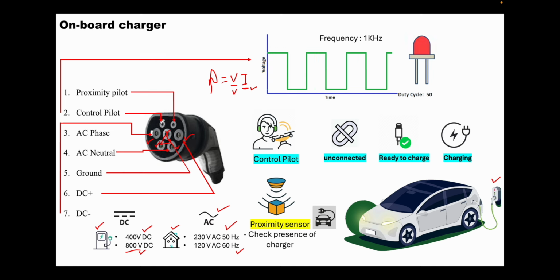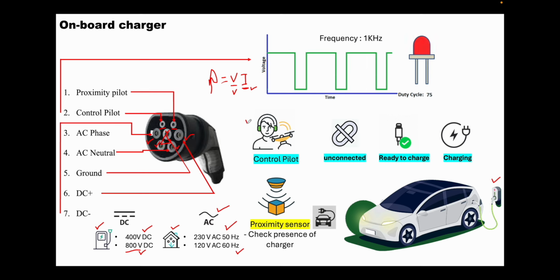Now we have 2 pins left. One is the control pilot and one is the proximity pilot. We will discuss these in detail and how they work, but coming to the overview, let us see what the basic functionalities of these are.